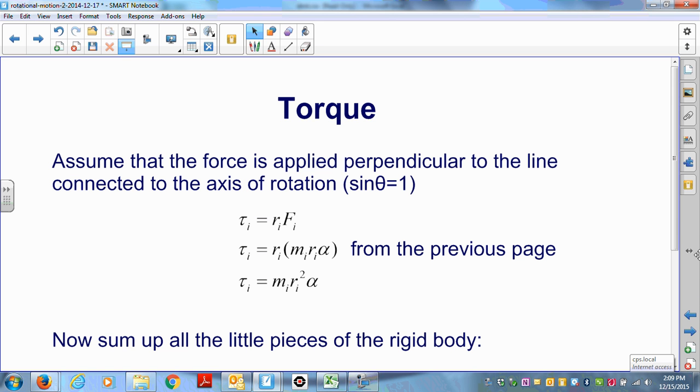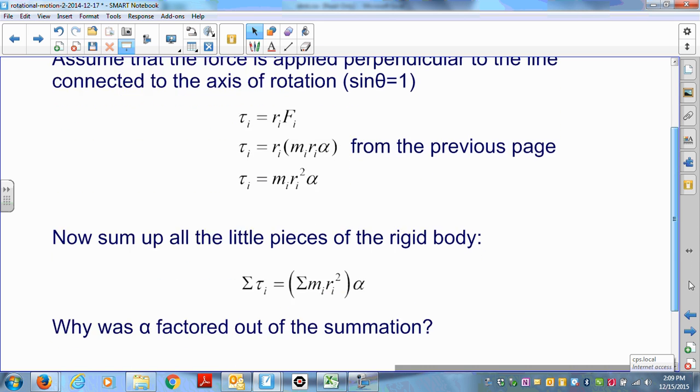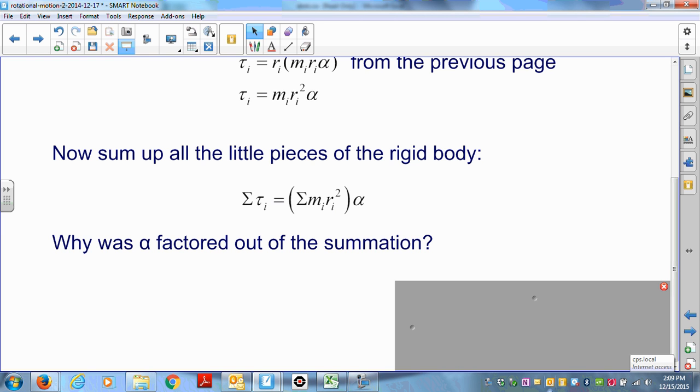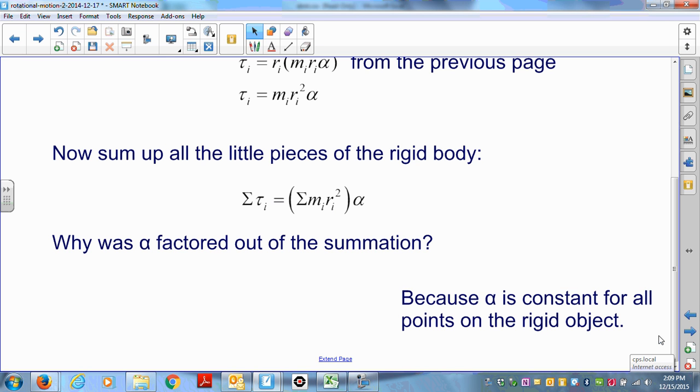Now if we sum up all the little pieces of the rigid body, we end up with the sum of the torque is equal to the sum of the masses times r squared times the angular acceleration. Why was the angular acceleration factored out of the summation? It's because alpha is constant for all the points on the rigid body.